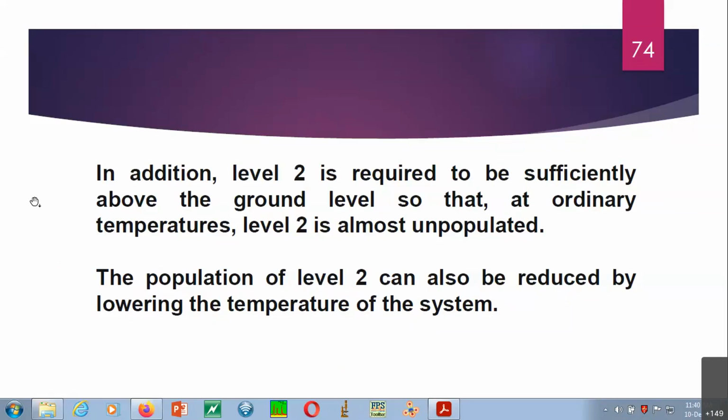Okay, because level 2 plays an important role. If I am not able to empty it, if it is not getting unpopulated, then it will create a problem. Because if it does not happen, then again the same thing will occur: the difference in the particle population will not be maintained properly. So let me move to the next.